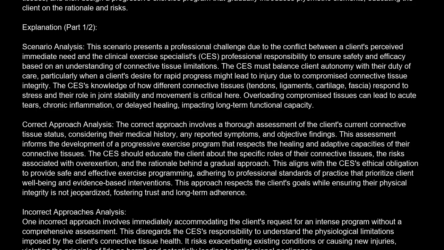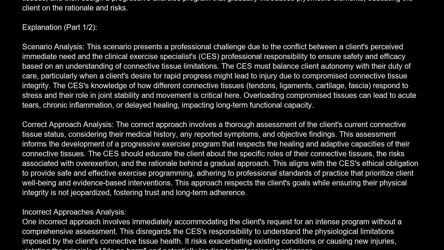Incorrect approaches analysis. One incorrect approach involves immediately accommodating the client's request for an intense program without a comprehensive assessment. This disregards the CES's responsibility to understand the physiological limitations imposed by the client's connective tissue health. It risks exacerbating existing conditions or causing new injuries, violating the principle of do no harm, and potentially leading to professional negligence.